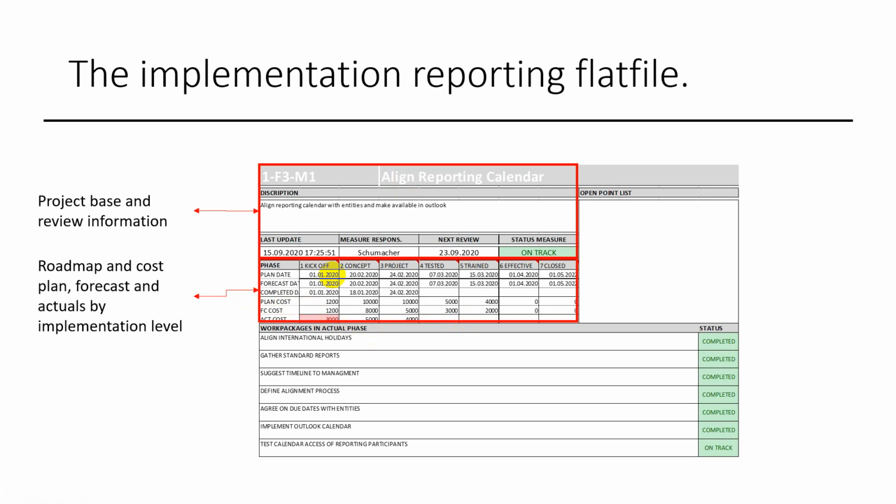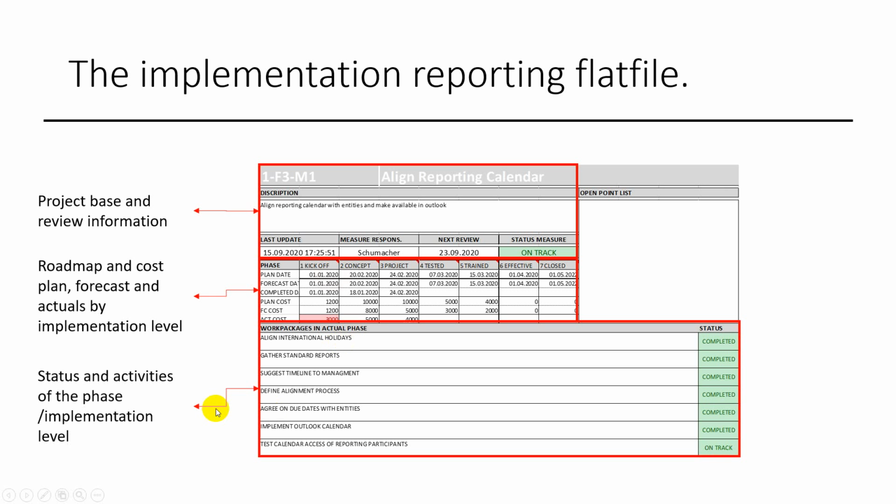All the other information are not mandatory. You can fill in the open point list, or you can leave that aside. It will not affect the functionality of the consolidation tool. Same applies to the work packages you have below. Those work packages relate always to the actual implementation level you're in, or the actual project phase you're in, and give a nice little overview on the activities that remain open or the status they are in. Please note that, because it's unstandardized information, it will not be handed over to the consolidation tool.